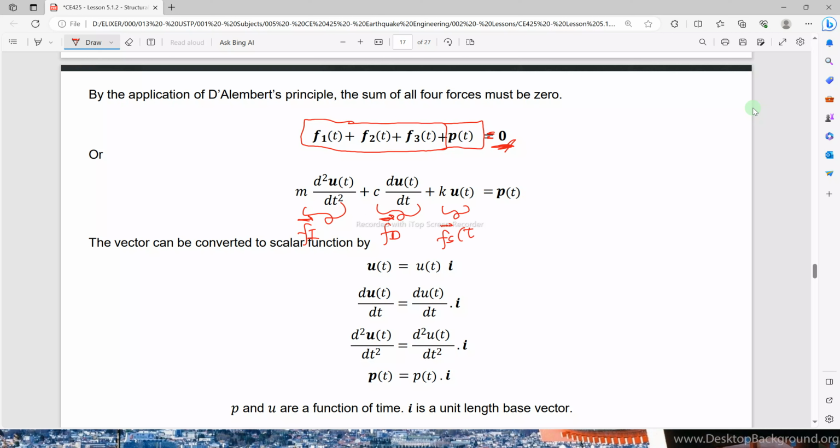So all of these are as a function of time is equal to our external dynamic force or applied force. So, the vector can be converted to a scalar function, of course. Mo man itong ginabuhat before, di ba, in our lower years. We try to convert vector quantities into scalar forms.